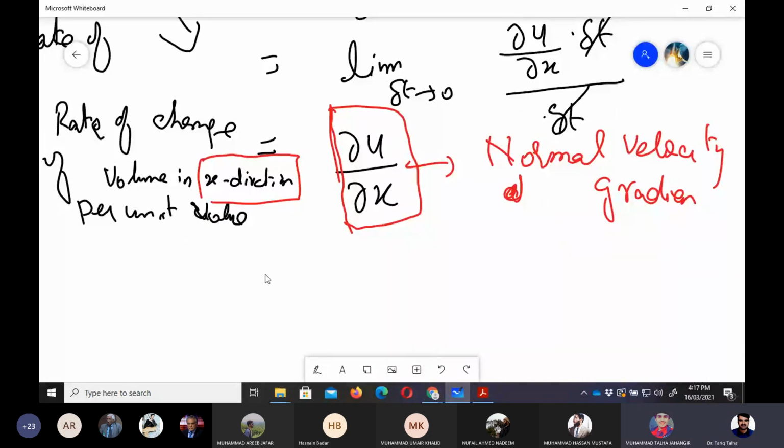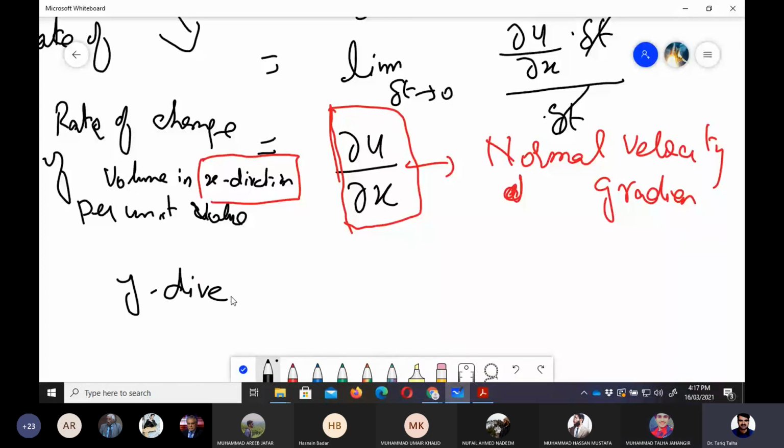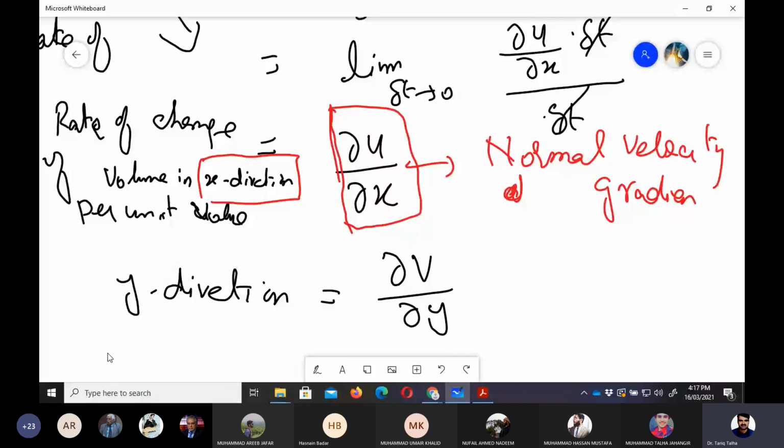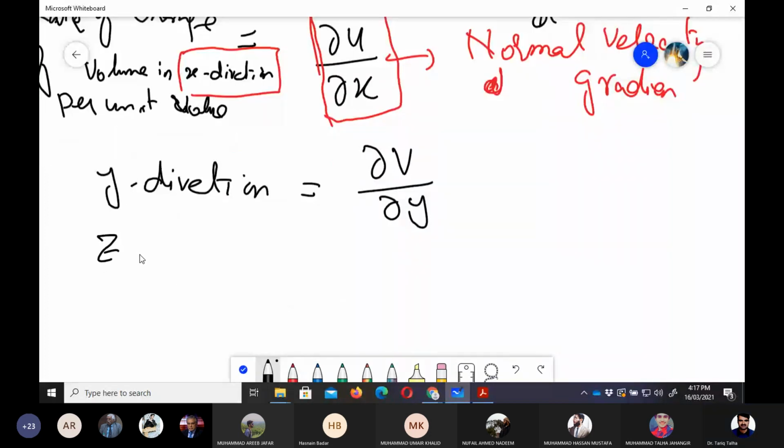रेट ऑफ चेंज ऑफ वॉल्यूम इन y डायरेक्शन, अगर यही वाली चीज हो तो दैट वुड बी इक्वल टू पार्शियल v बाय पार्शियल y। ठीक है। और इसी तरह अगर यही चीज मैंने z डायरेक्शन में निकालनी हो तो वो मेरे पास आ जाएगी पार्शियल w बाय पार्शियल z। ठीक है, इज इट क्लियर?